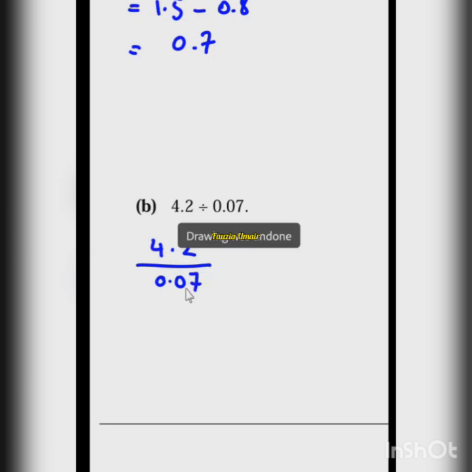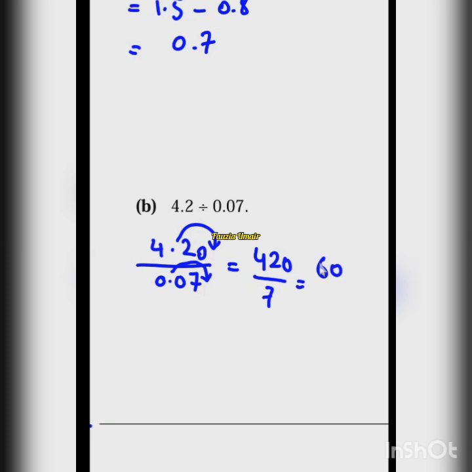So it means I need to shift the decimal, multiply by 100, या फिर shift the 420 decimal 2 steps ahead. So यहाँ पर भी मुझे 2 steps ahead लेके जाना है. तो 420 by 7. 420 divided by 7 is equal to 60. 60 is your answer. All right.